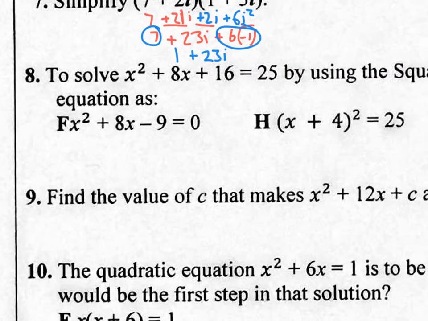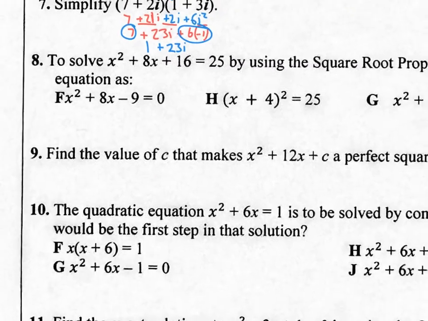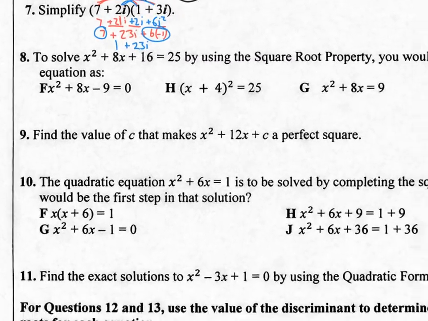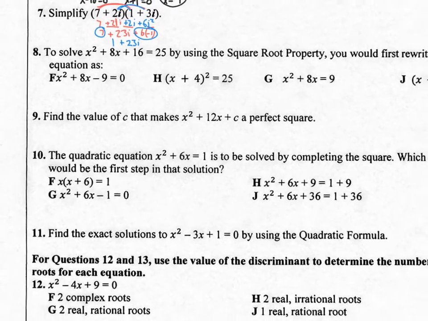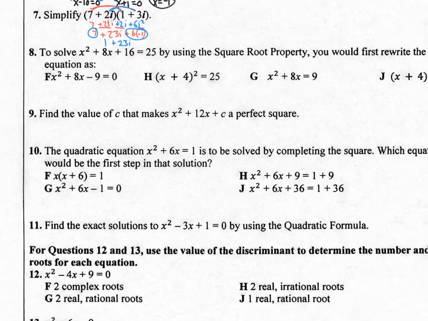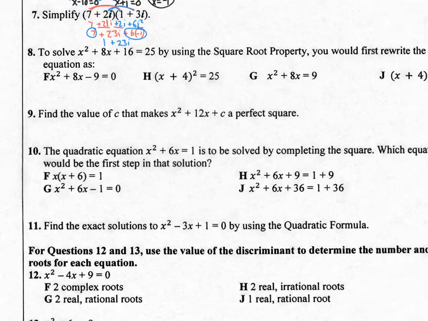It says solve by using, to solve, and these are all question for question exactly the way it's going to be on tomorrow's test. I'm just going to change a couple of values. Number 8. Solve x squared plus 8x plus 16 equals 25 by using the square root property.